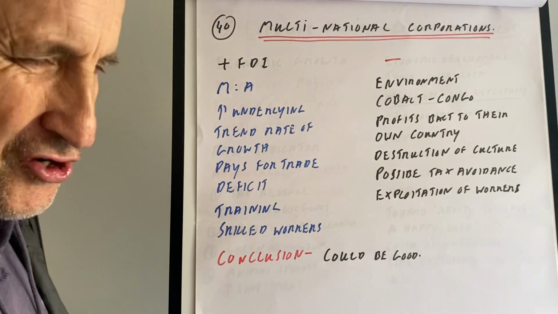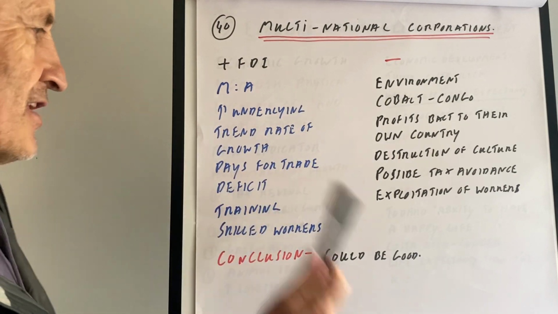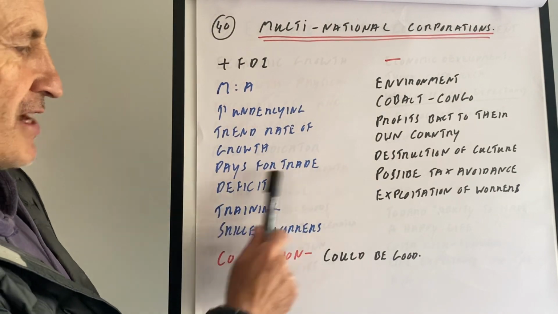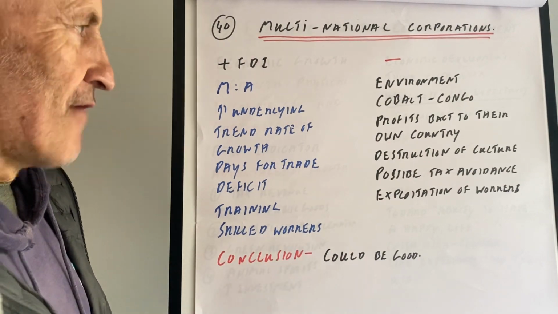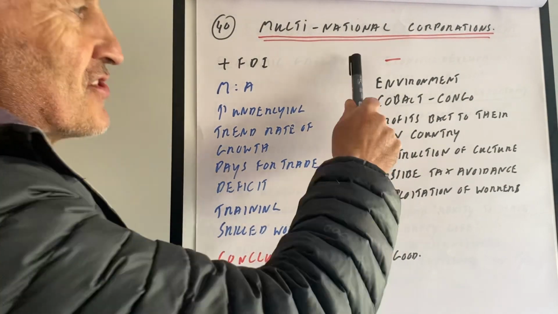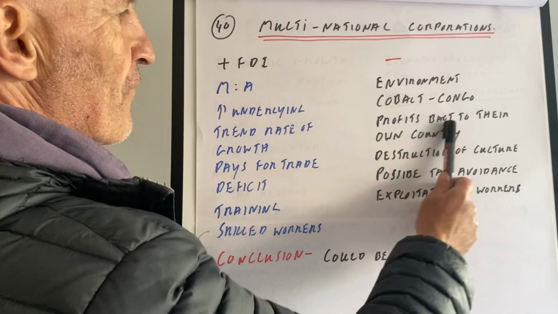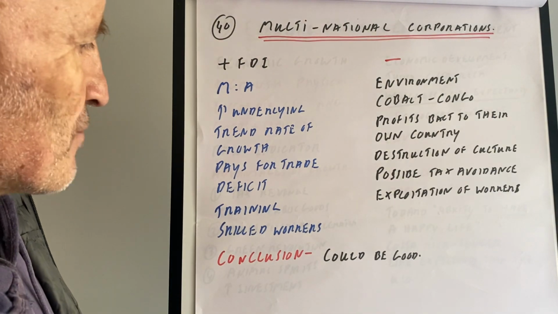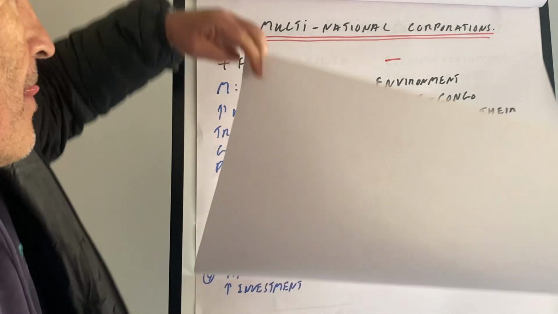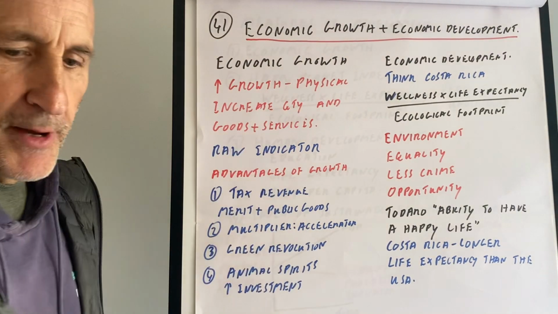Multinational corporations, what's good about it? Same old arguments again. Multiplier, accelerator, FDI is really good, increase the trend rate of growth, pays the trade deficit. Hopefully they're going to increase trading, increase the skilled workers. However, hits the environment. Cobalt in the Congo hasn't been that great. Profits back to their own country, destruction of culture, possible tax avoidance, exploitation of workers. It could be good. Okay, next one, economic growth and development.